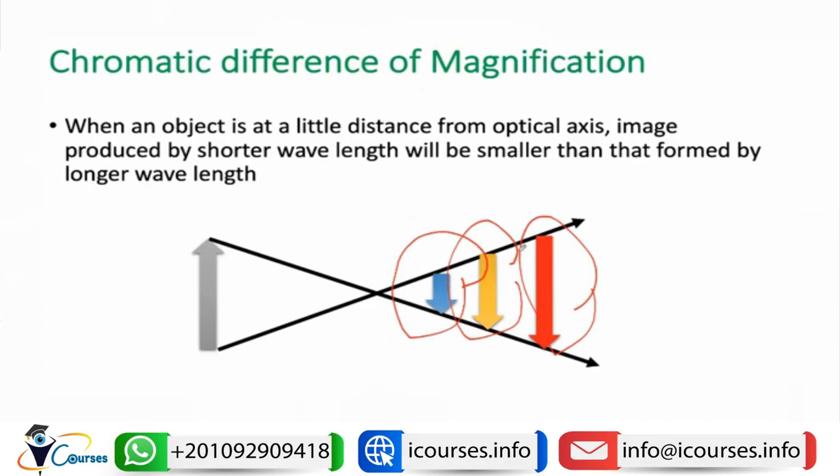So our eyes have a tendency to see the image of appropriate size. So if they see a small image, they discard it or neglect it, or if they see a large image, they will neglect it. So not only do they neglect the colors, but they neglect the abnormal sizes. Then this is called the chromatic difference of magnification.